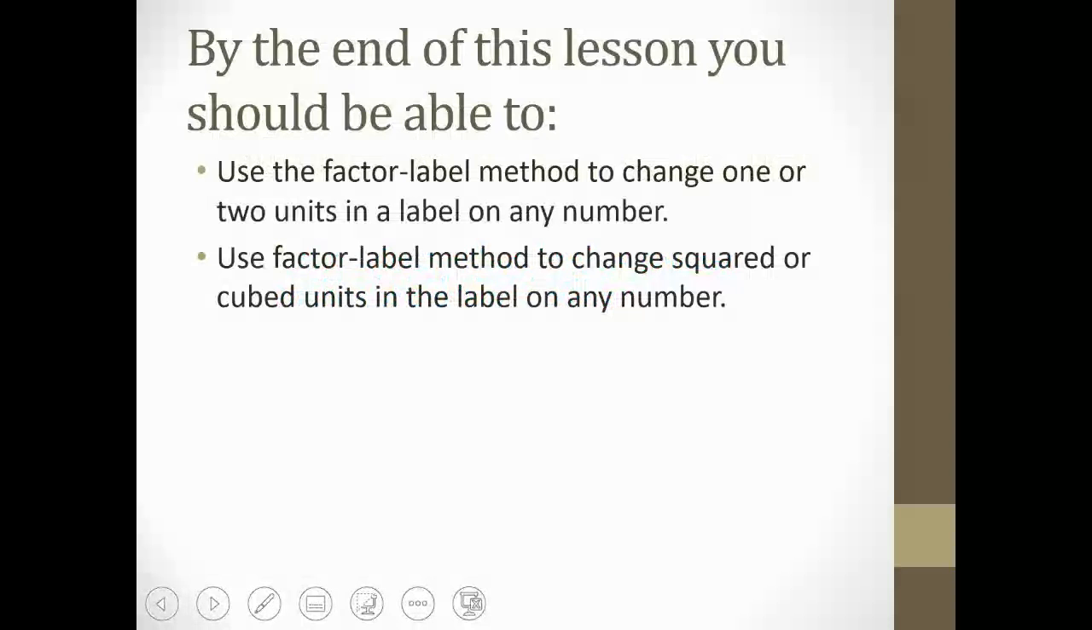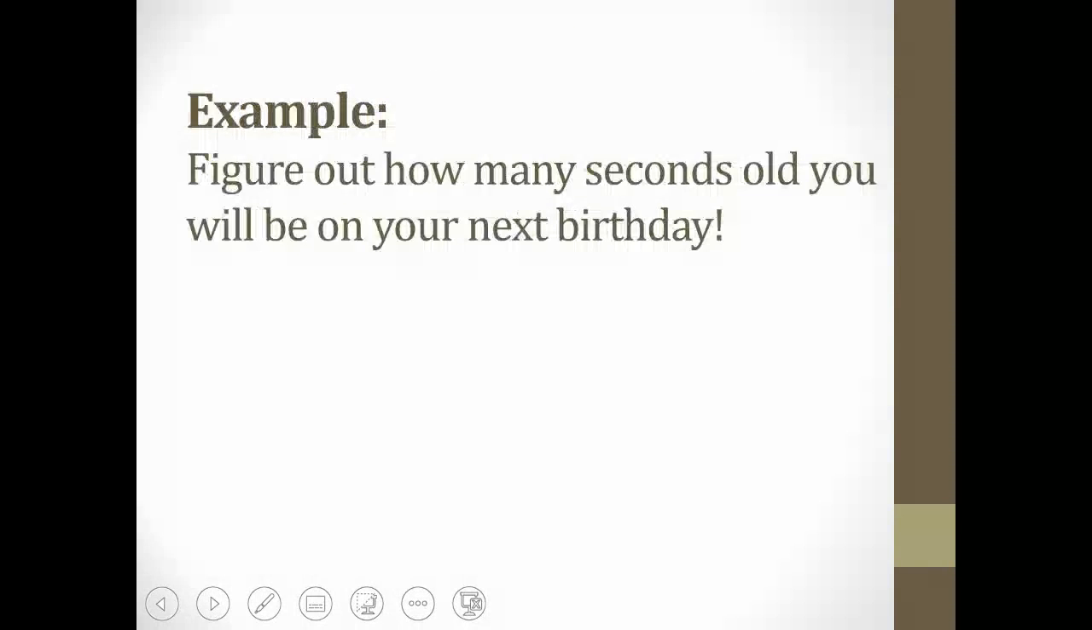If you stick to a rule like that and set it up so that your labels divide out and you get the label that you want in your final answer, you're going to be fine. What we're going to do in this lesson is use factor label to change 1 or 2 units in a label to the new units that are desired. And we're also going to use it to learn how to change squared or cubed units. Just a real quick example.